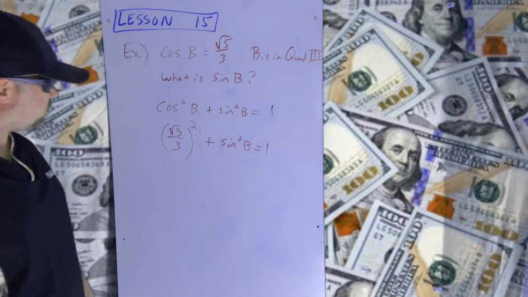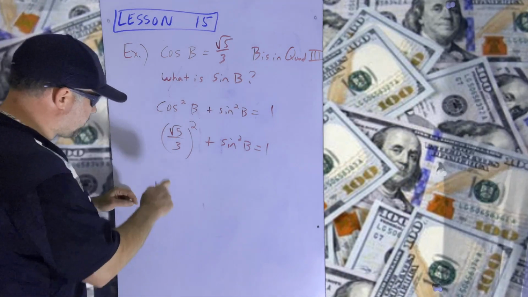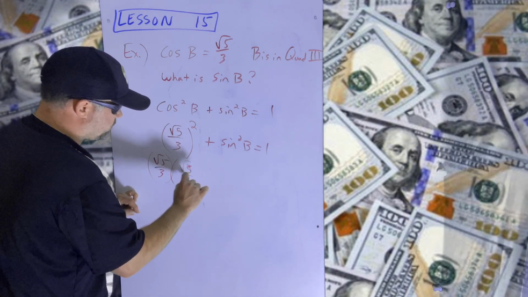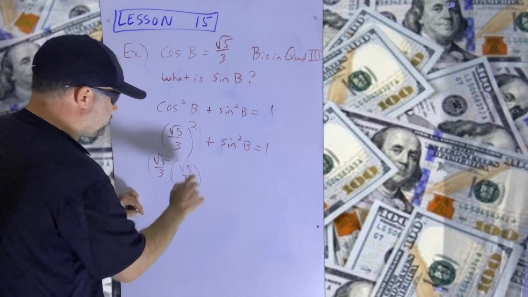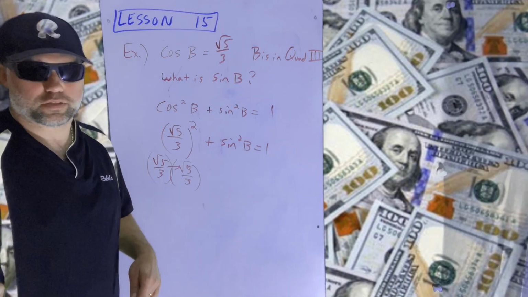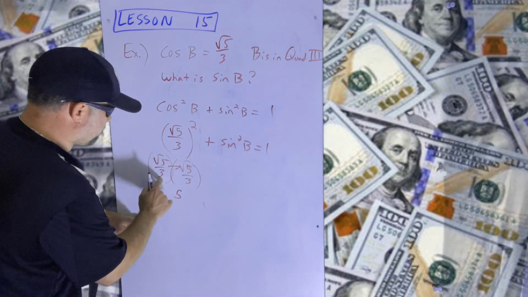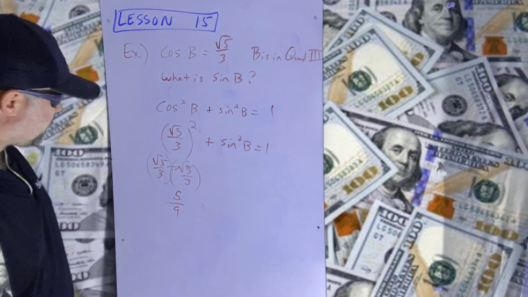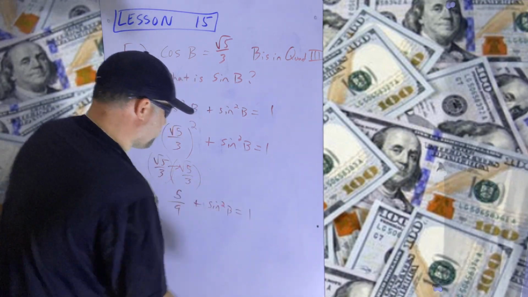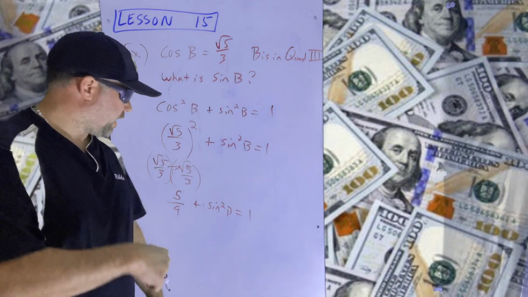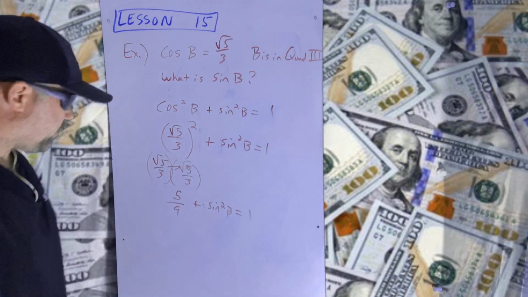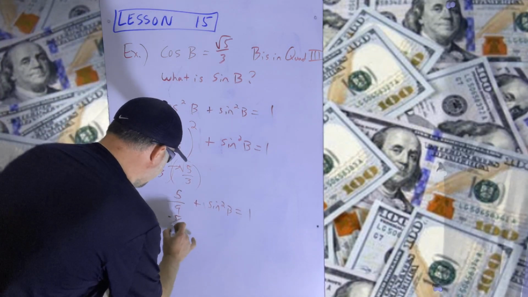All right, so what happens when I square radical 5 over 3? Well, that just means I take radical 5 over 3 and multiply it by itself. And radical 5 times radical 5 is radical 25, which really just turns into 5. And 3 times 3 is 9. So this turns into 5/9. So 5/9 plus sine squared B equals 1. I'm trying to solve for sine squared B. So I need to move this 5/9 over to the other side by subtracting it. So I'm going to subtract 5/9 from both sides.